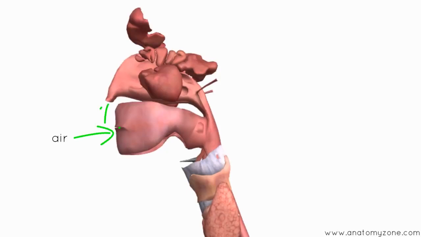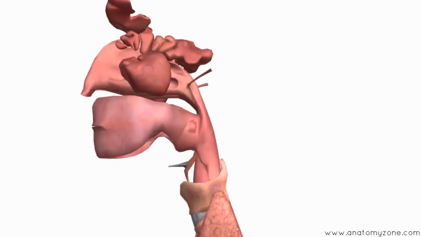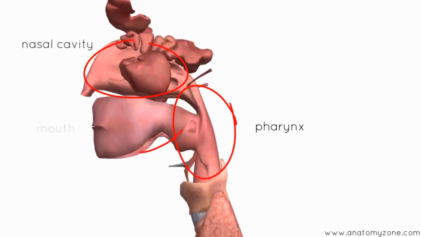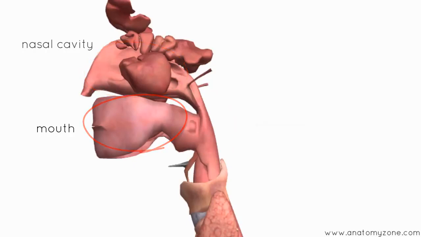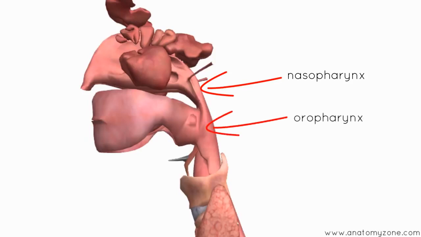So the other pathway for air is through the mouth. So the air enters into the mouth and passes posteriorly into the pharynx. So the pharynx is this muscular tube posteriorly behind the nasal cavities and the mouth, and it joins the nasal cavities and the mouth to the esophagus and the larynx below. So you've got three parts to the pharynx. You've got the nasopharynx at the top, the oropharynx, which is just behind the mouth, and the laryngopharynx, which sits inferiorly.